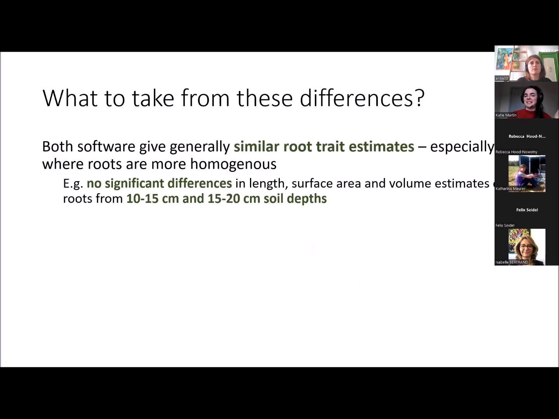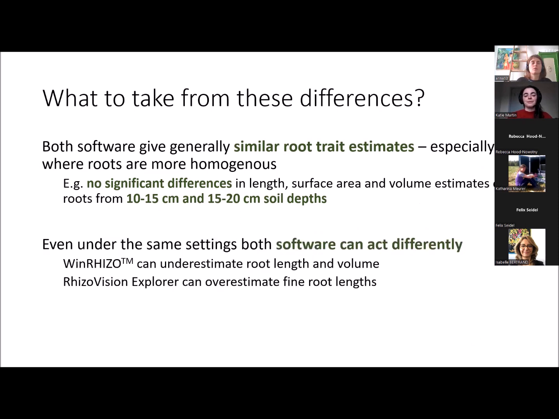So what can we take from these differences? Both software give generally similar root estimates, especially where roots are more homogeneous. So we didn't see large differences in the lower depths. If you have species which have very similar root traits, similar root morphologies, you might not see a big difference. But we saw that even under the same settings, both software can act differently.